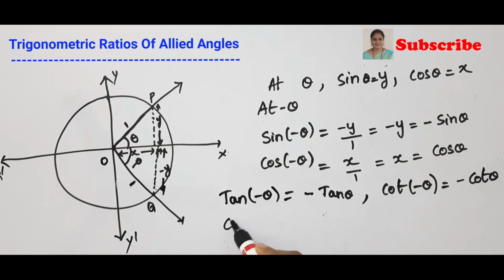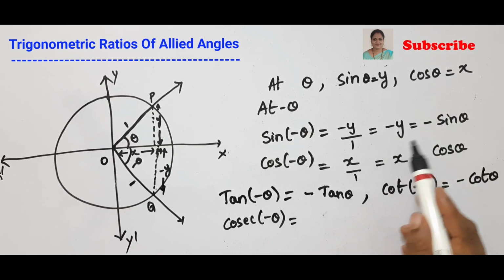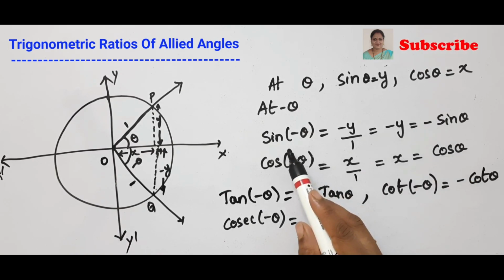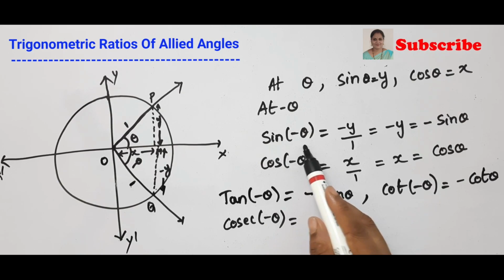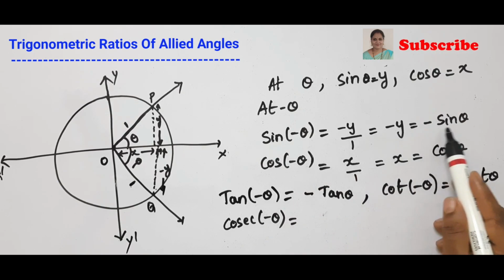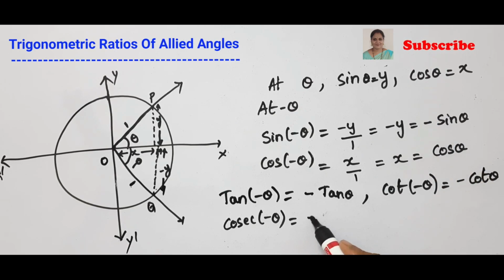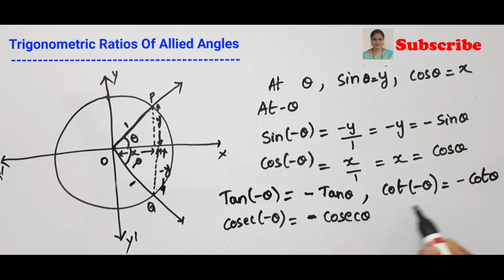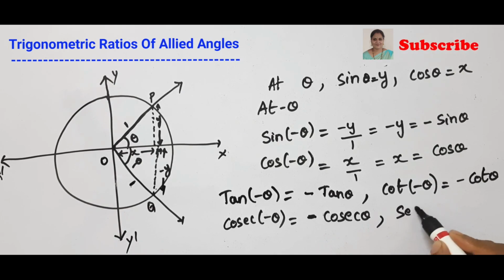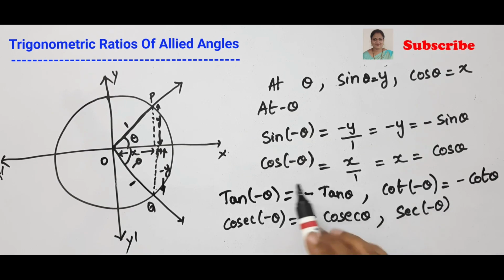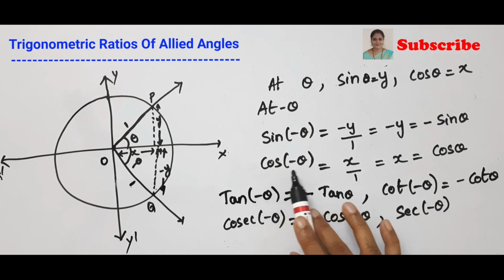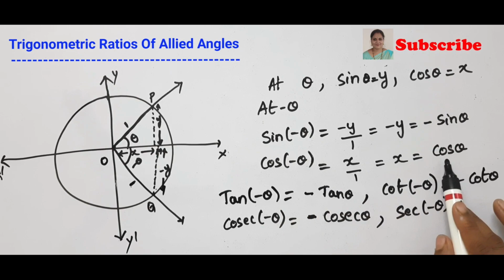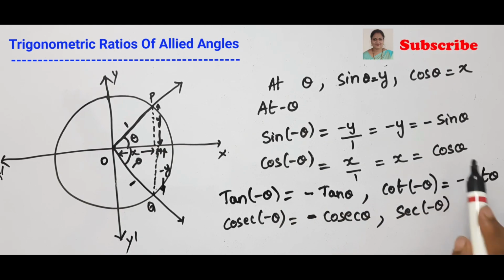Next, cosecant of minus theta is 1 by sine of minus theta, which is minus 1 by sine theta, so again we get minus cosecant theta. Secant of minus theta is 1 by cos of minus theta, which is 1 by cos theta, so it is again secant theta only.